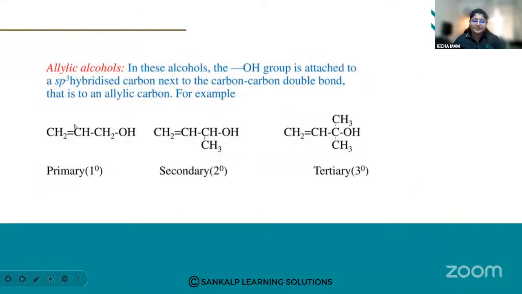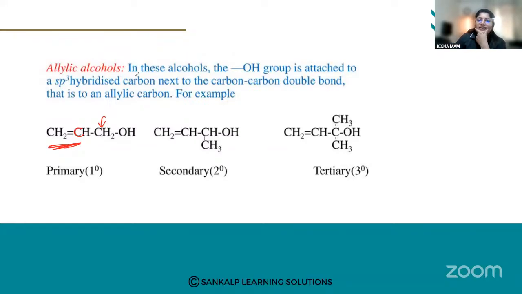There is something called allylic alcohols. We have seen this in haloalkanes and haloarenes also. So here allylic means what? In these alcohols, the OH group is attached to the sp3 hybridized carbon which is next to a carbon-carbon double bond. We have seen allylic halides; in the same way, this is allylic alcohols.